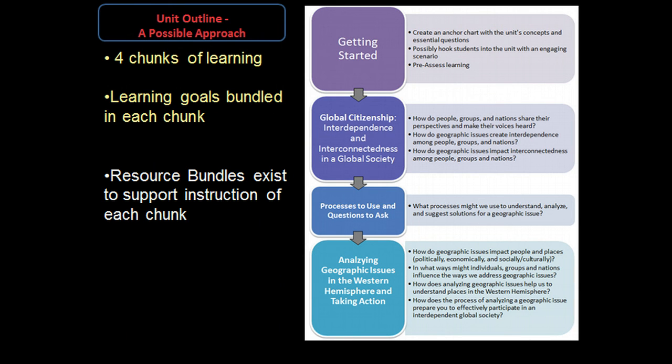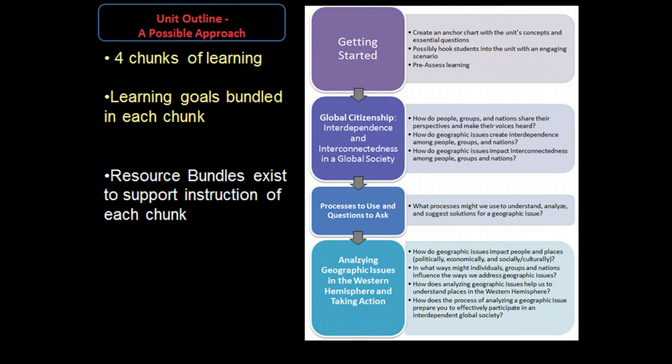To support teachers in figuring out how to approach this unit, a document has been created with the title Unit Outline, A Possible Approach. This document lives among the Stage 3 supports for instruction. This outline bundles together different Stage 1 learning goals to offer a possible approach for how teaching and learning might flow throughout the course of the unit.